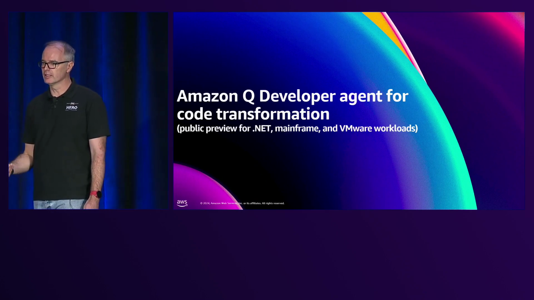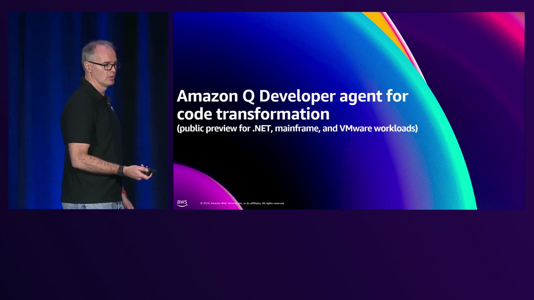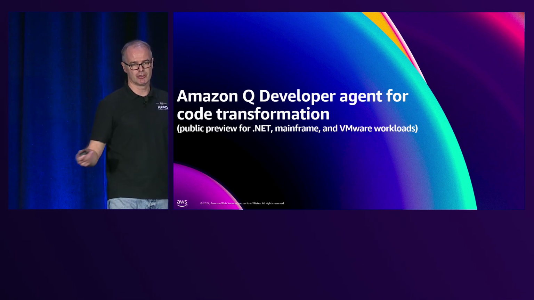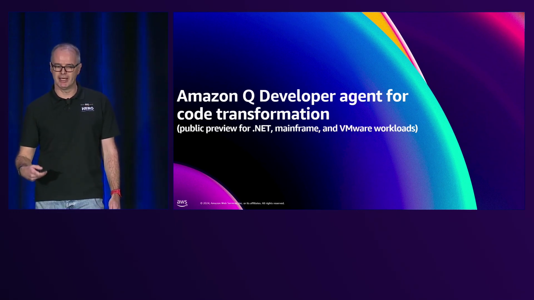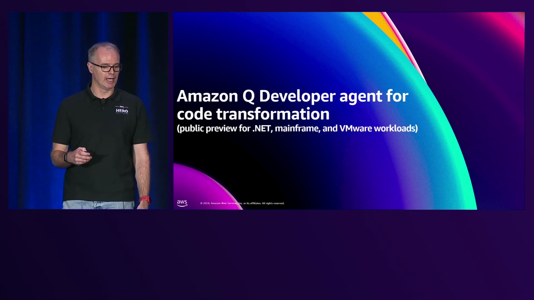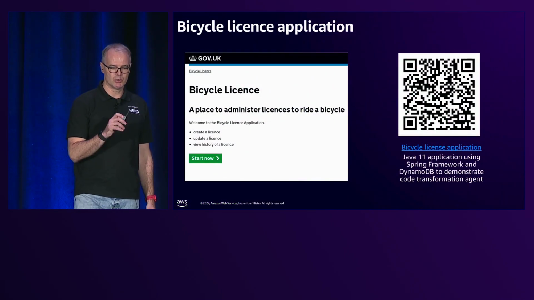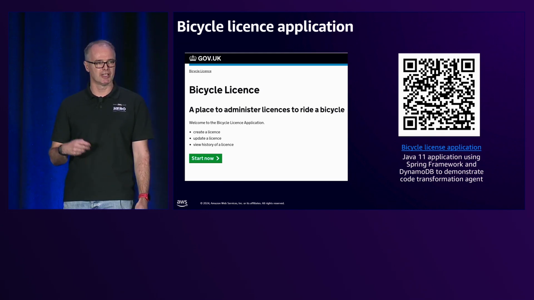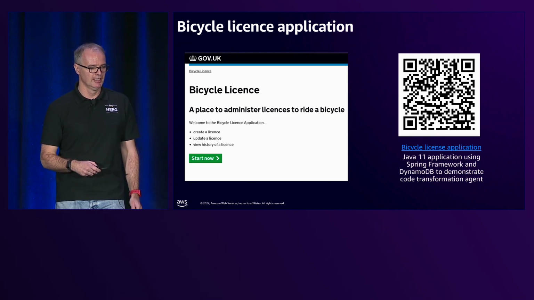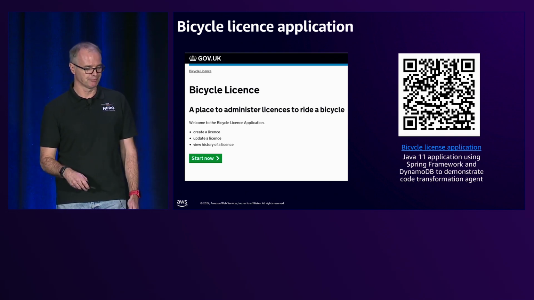Next, I'm going to take a little look at the code transformation agent. Currently, this is looking at Java 8 and Java 11 to Java 17. As of yesterday, we now have a public preview for .NET, mainframe, and VMware workloads. To do this, we've got another sample application. This was an application I helped write probably about 5 years ago. We presented it on the AWS Tech Talk. It's a fictional bicycle license. The thing that was good about this is that it was actually written in Java 11.